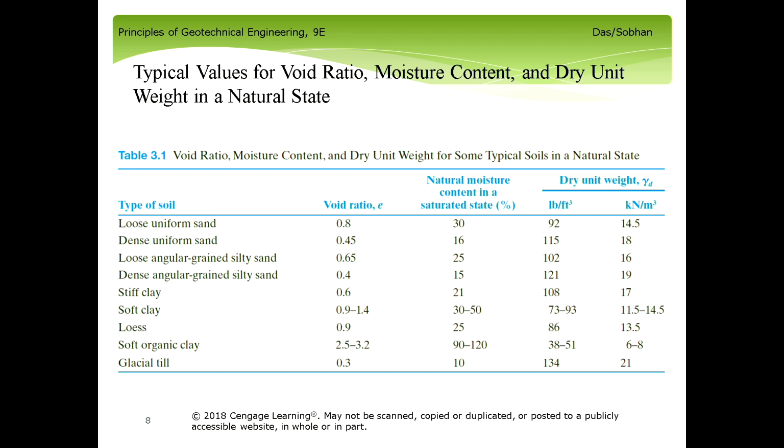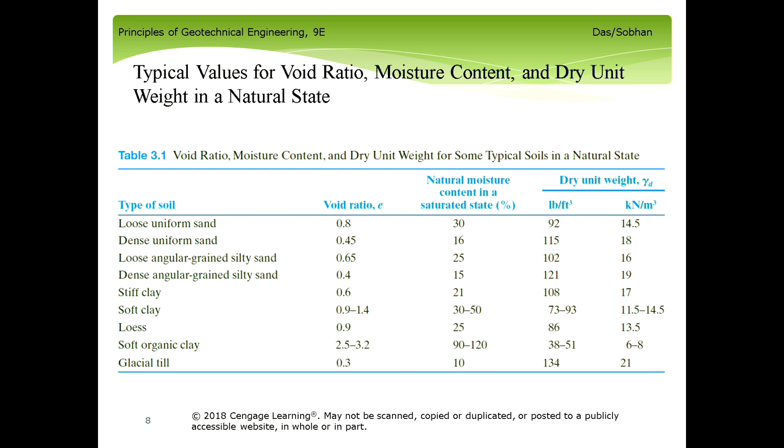And loess is a kind of silt or silty clay, or sometimes the clay content is higher than silt, and we can call it clay. Most loess is silt. Here the void ratio is a natural void ratio. That is, you go to nature, you get a pound of soil, and the void ratio is about 0.9.